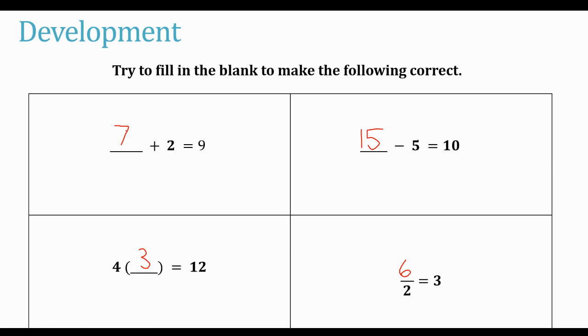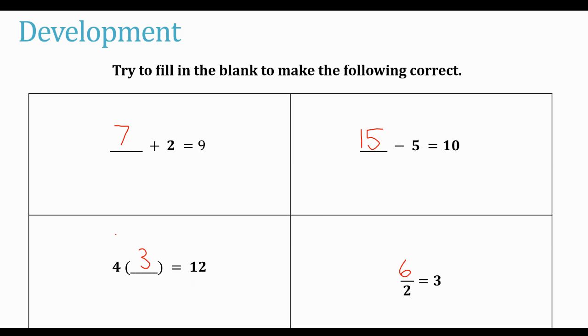So for this first one, what number plus 2 gives us 9? Hopefully in your head you took the number 9 and you subtracted 2 to figure out that that was going to be 7, because 7 plus 2 would give us 9. Same thing with this one. What number minus 5 gives us 10? Hopefully you took that 5 mentally, maybe without even noticing, added it to the 10 and said, oh, that's 15, because 15 minus 5 gives me 10.